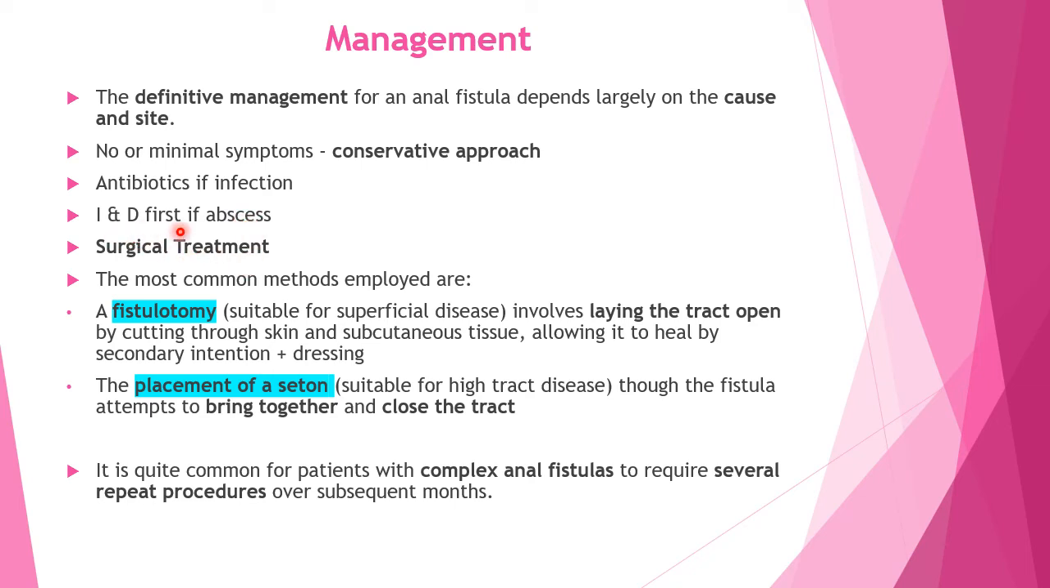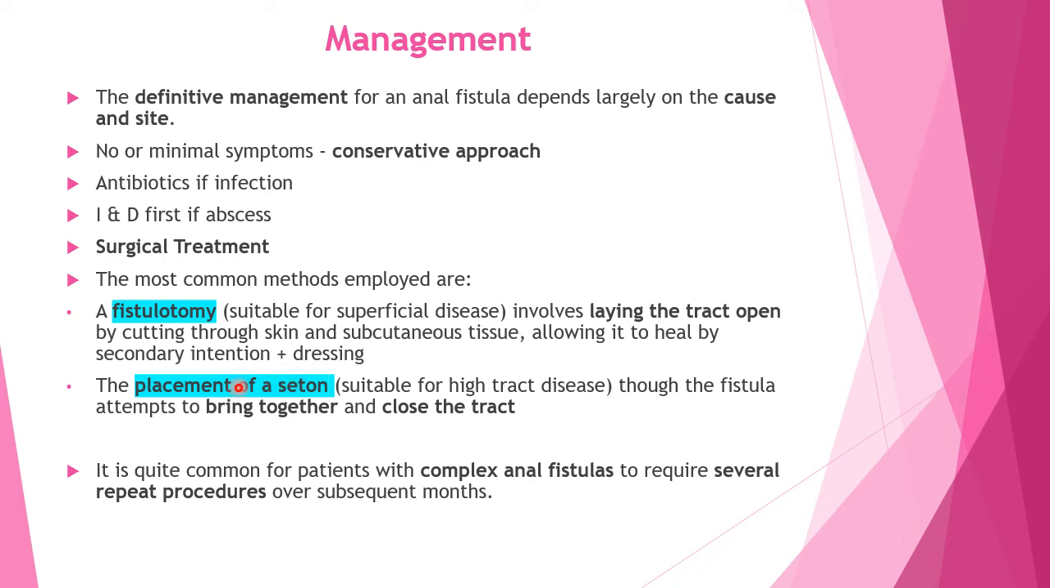Among the surgical treatments, fistulotomy is the most widely used, especially for superficial disease. It involves laying the tract open by cutting through the skin and the subcutaneous tissue, and allowing the wound to heal by secondary intention. Then you continue with wound dressing for some time until the wound heals by secondary intention.